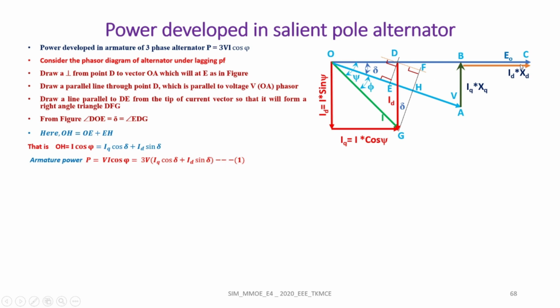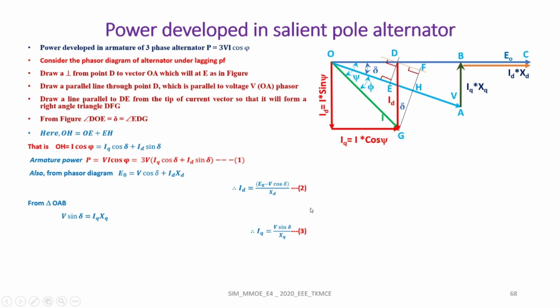Then what is the induced EMF here? Induced EMF is equal to OB plus BC. What is OB? OB is equal to V cos delta. So induced EMF is equal to V cos delta plus ID XD. From this we can obtain the expression for ID as E0 minus V cos delta divided by XD, and let it be equation number 2. Then let's consider the same triangle, that is triangle OBA. In this right angle triangle, AB is equal to IQSQ, which is equal to V sin delta. So from this we can find the expression for IQ as V sin delta divided by SQ. Let it be equation number 3.